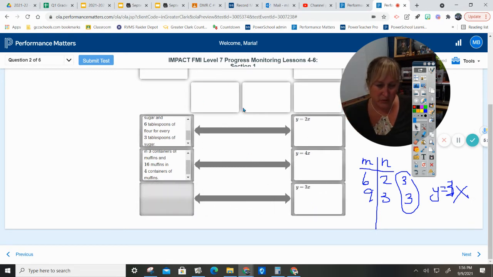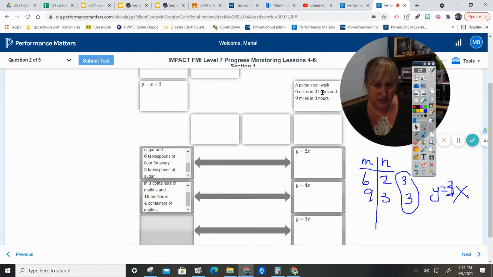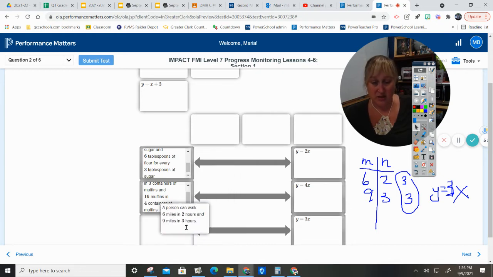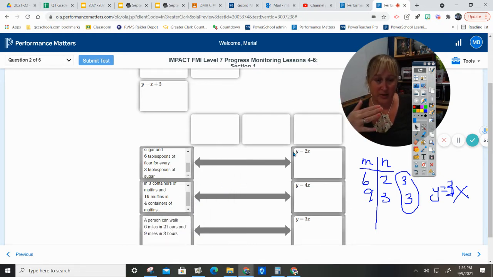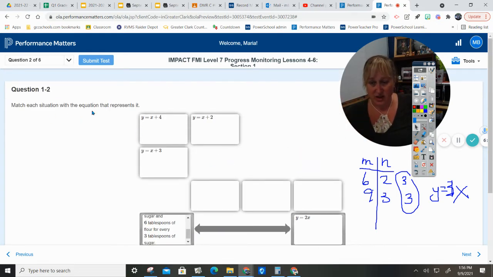It doesn't tell me which way they go, like which side is which. So I'm assuming that the program will be able to know if the two match together. It doesn't tell you which side. Oh, it says situation with the equation. So let me highlight that. So it wants situation, which is the story, with the equation.